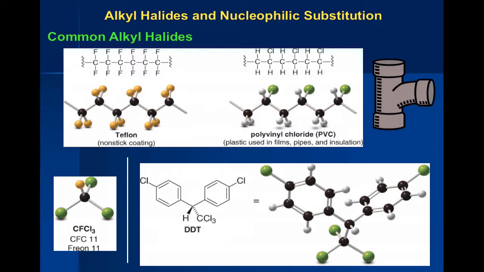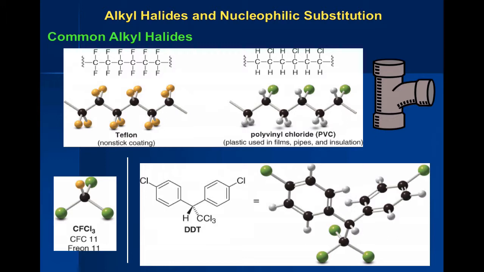Polyvinyl chloride, PVC, right? Sewer pipes, water pipes. This is what you all think of when you think of vinyl. Notice the halogens are chlorines, and they're not on every carbon like it is for Teflon, right? But polyvinyl chloride makes nice pipes and things.